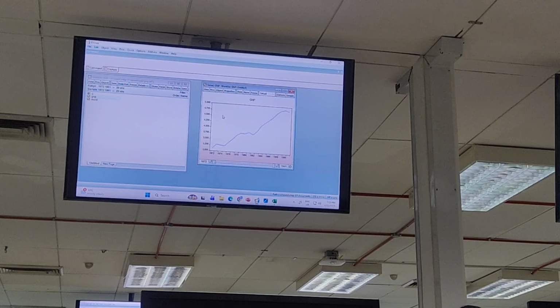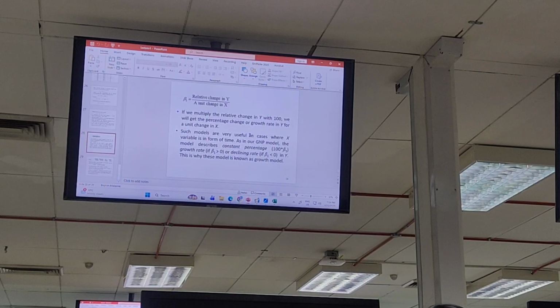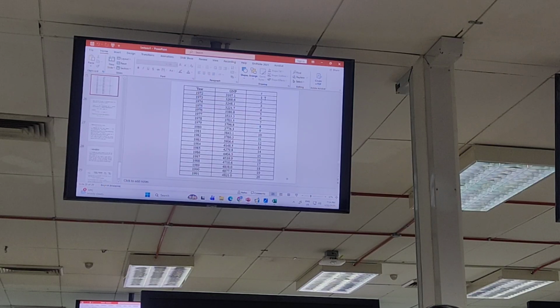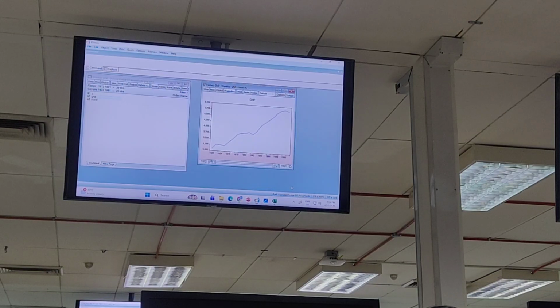Basically, you can create a time trend, but I'll just show you the easier way. No need to create the time trend first. You can create a variable 1, 2, 3, and so on, but in EViews you don't need to do that because you can directly estimate. You go to quick, estimate equation.